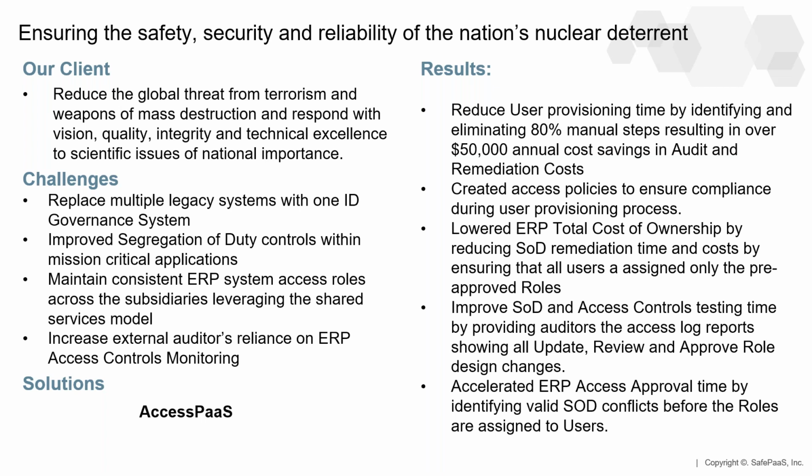I think you all saw my example earlier about the fragmented approach to identity governance, and unfortunately that's what they had. They were completely doing what they need to, but it was just taking them a tremendous amount of time to accomplish this. And so maintaining consistent access across their ERP system, subsidiaries, etc., that had shared services, etc. And then of course they have lots of auditors, as you might imagine.